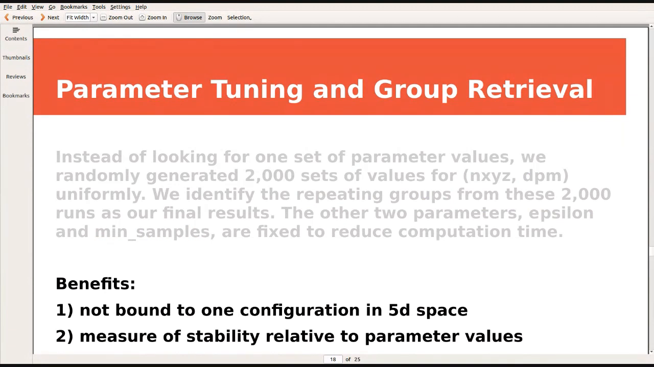There are very many benefits to doing this procedure. The first one is we're not bound to one configuration in 5D space anymore. We can have a group that may have a larger spread in proper motion and a smaller spread in spatial coordinates, but then we can also have the opposite. The second benefit is we're also getting a measure of stability relative to parameter values. If a group is repeating over and over again, then it must be a very stable group. The third benefit is getting some measure of membership probability. If a star repeats in a group over and over again, then that star has a very high chance of belonging to the group.